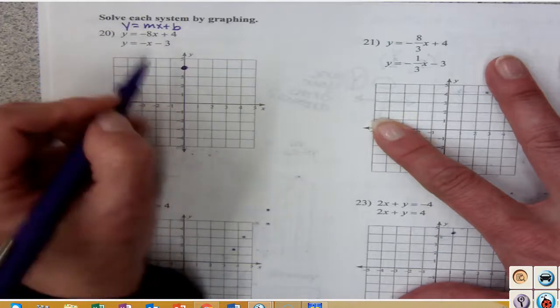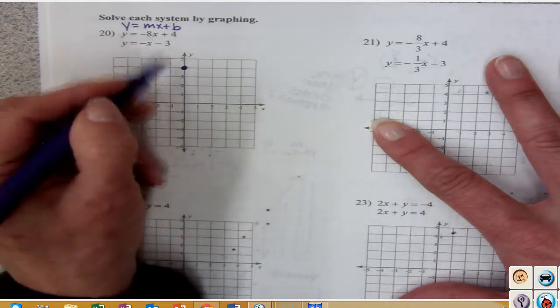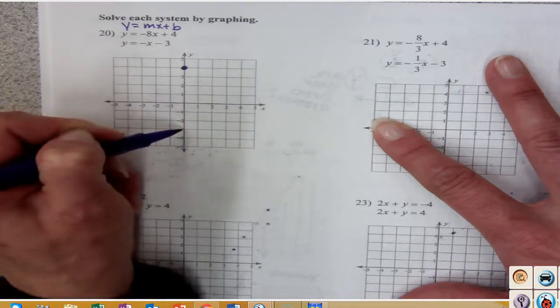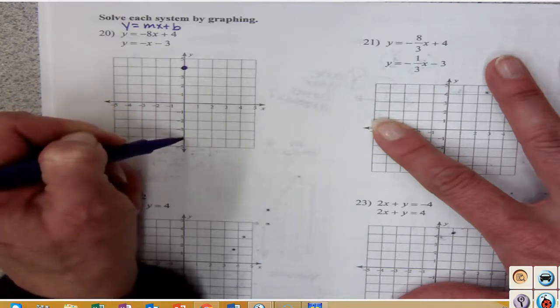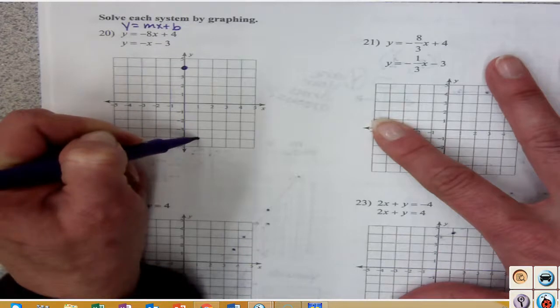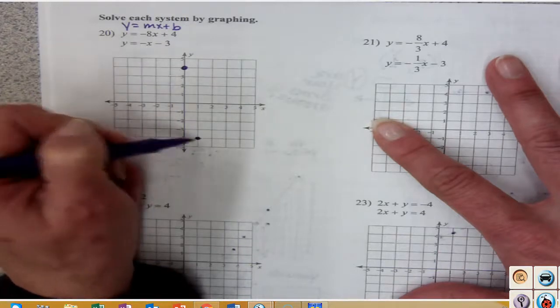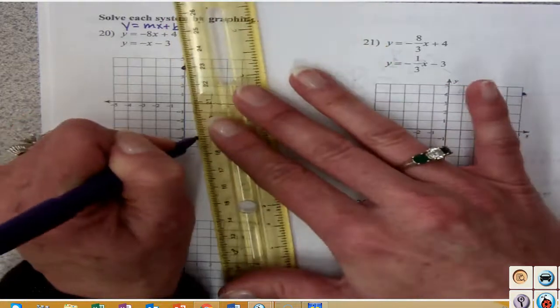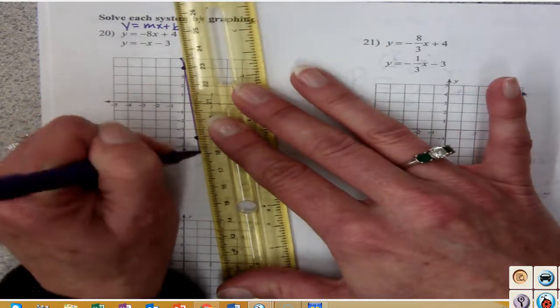my slope is negative 8, so I'm going to go down 8. 1, 2, 3, 4, 5, 6, 7, 8, and my run is positive 1 because it's a negative, so I have to have a negative and a positive. So here is this line.